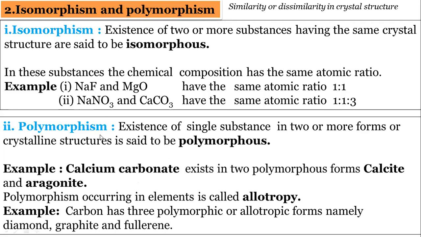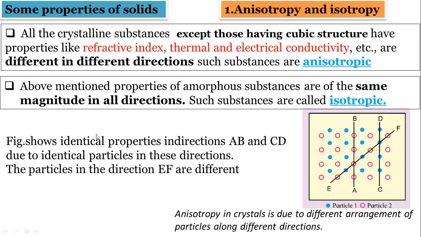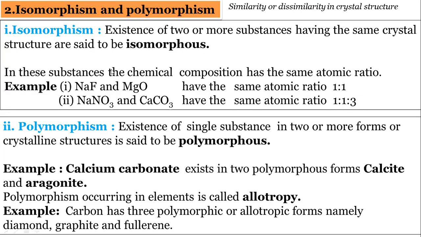That's why it is kept, it is not deleted. Remember, this is deleted. Anisotropy, isotropy, it is deleted, I think, but this isomorphism, polymorphism, it is not deleted.